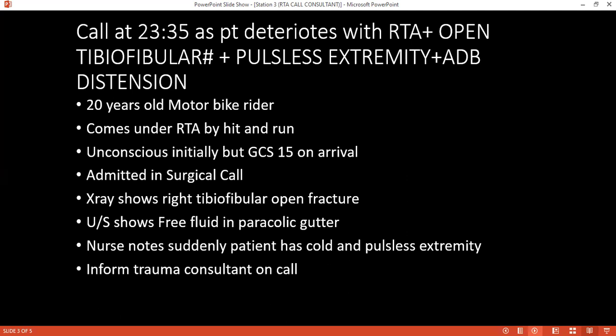So we can say it is a Gustilo-Anderson type 3C. No, I ask about the NCEPOD classification. Immediate or urgent? I think it's urgent. Okay, what's your plan of action?